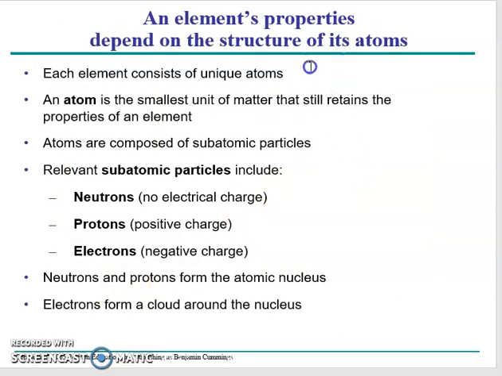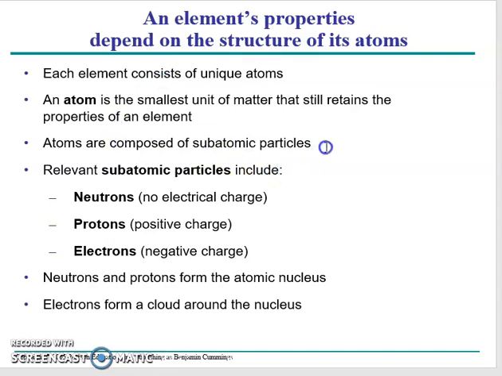So, an element's properties depend on the structure of its atoms. We're going to get back down into chemistry just a little bit. We're not going to go anywhere near as in depth as your chemistry class. So each element consists of atoms. An atom is the smallest unit of matter that still retains the properties of that element. So it'll behave like the rest of the element that it came from, right?